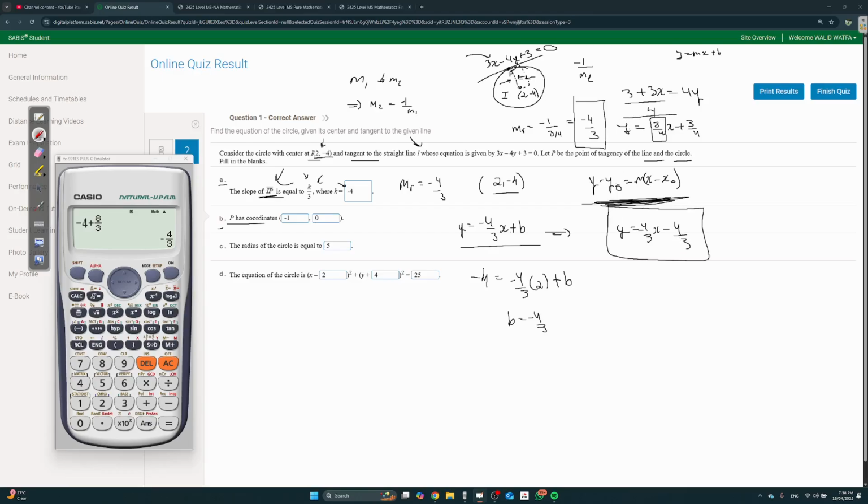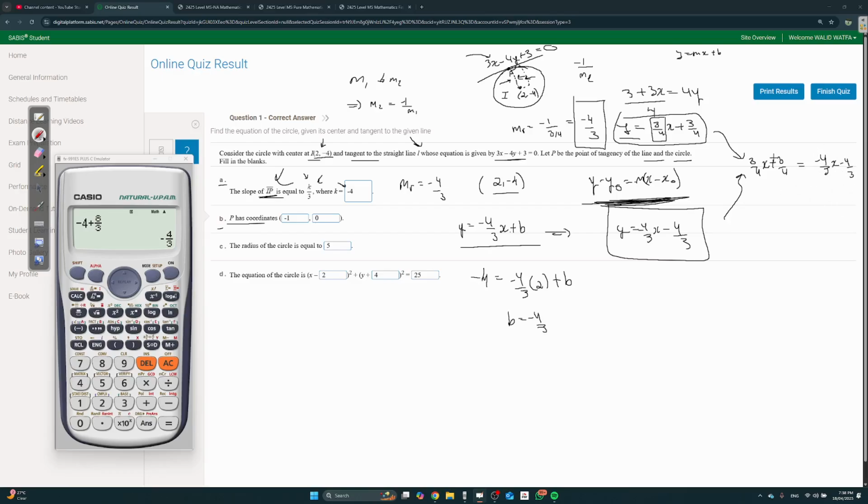The equation of the tangent is y equals 3 over 4 x plus 3 over 4. If you use this, how are you going to equate it to this? You need something to be y equals and another one to also be y equals, so you can equate these two to each other, right? So let's equate them to each other. 3 over 4 x plus 3 over 4 is equal to minus 4 over 3 x minus 4 over 3.